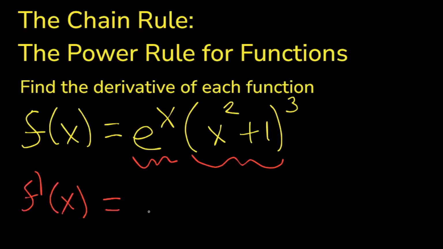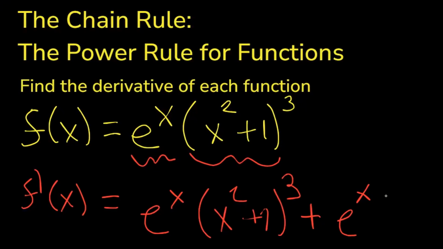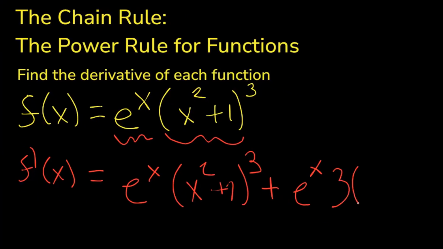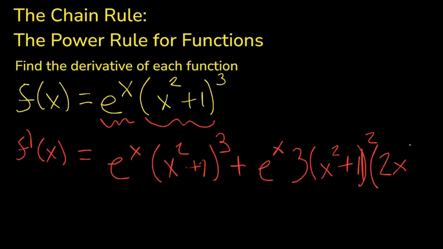The derivative of the first is e to the x times the second plus the first, e to the x, times the derivative of the second. Now, to get the derivative of the second, x squared plus 1 cubed, you would have to use the chain rule on that for a general function. So 3 times x squared plus 1 squared times the derivative of the inside, which is 2x.